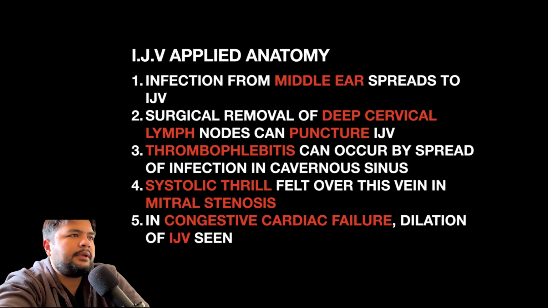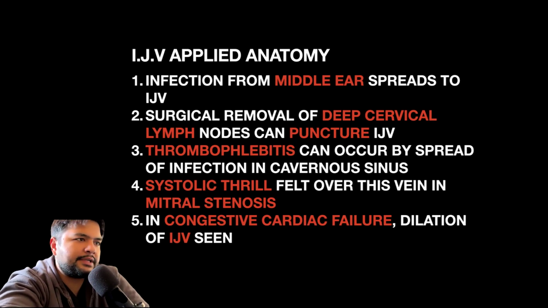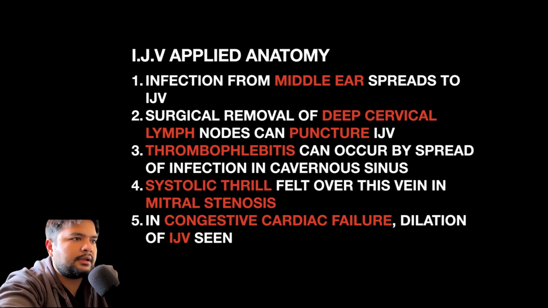Coming to the applied anatomy of the internal jugular vein, infection from the middle ear spreads to the internal jugular vein. Surgical removal of the deep cervical lymph nodes can puncture the internal jugular vein. Thrombophlebitis can occur by spread of infection into the cavernous sinus. A systolic thrill is felt over this vein in mitral stenosis. In congestive cardiac failure, dilation of the internal jugular vein is seen.